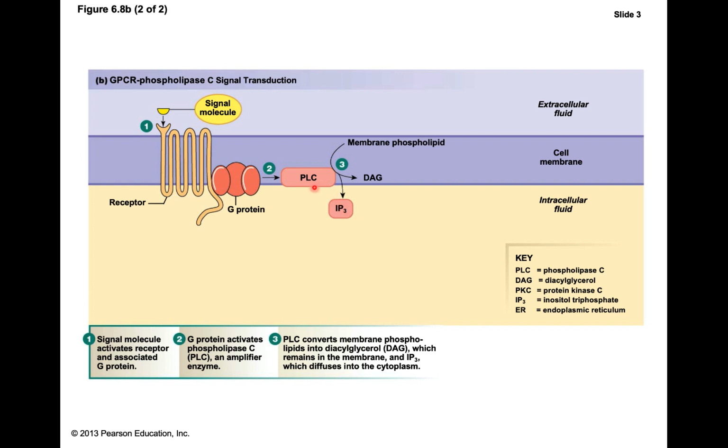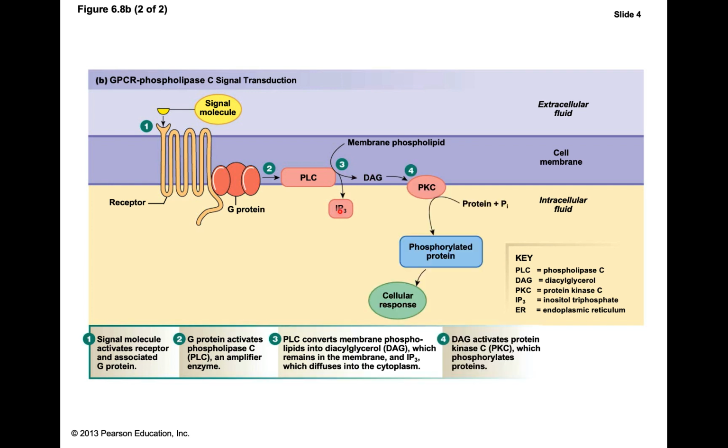So again, the ligand binds to the receptor, which activates the G protein. The G protein activates the PLC. The PLC is an enzyme that takes a membrane phospholipid and breaks it down into DAG, which stays in the membrane, and IP3, which goes into the cytoplasm. Now, we're going to go through what each of their functions is, starting with DAG.